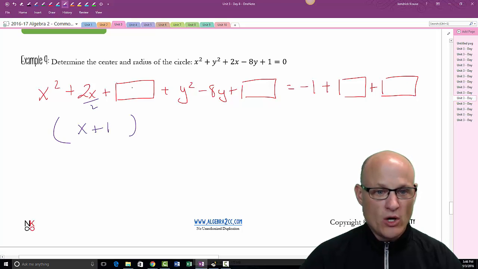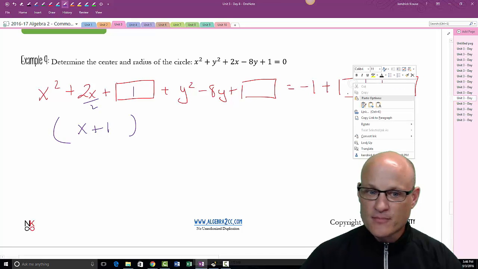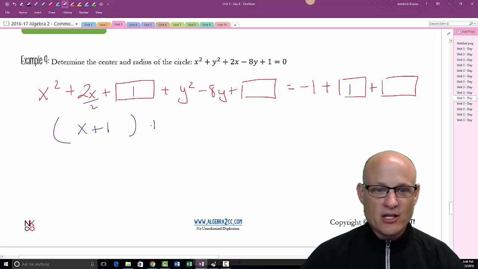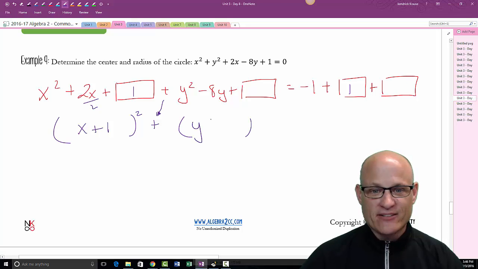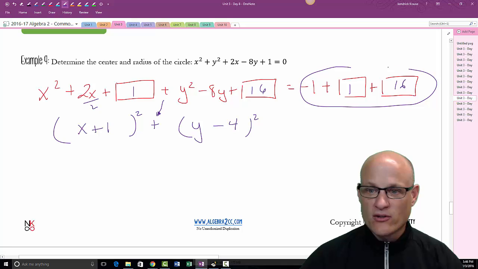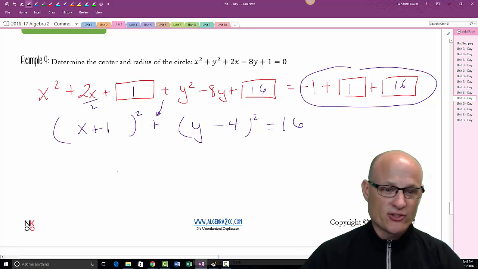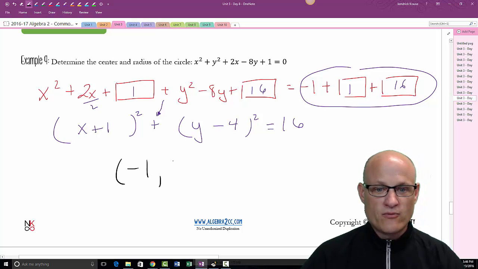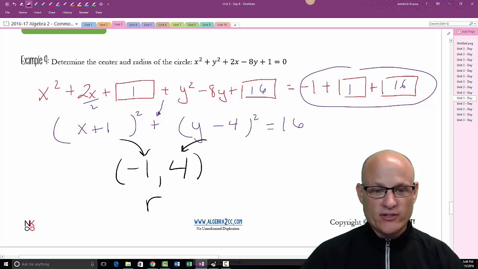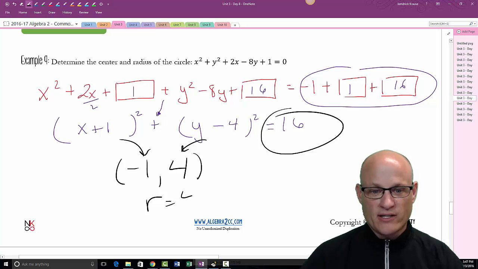Half of this is 1. 1 squared is 1. Don't forget to put it over here. Over here. Plus, now a lot of kids forget this plus sign. Don't forget this plus sign. Oh, and a lot of kids forget those squares too, like I almost did. Half of -8 is -4. -4 squared is 16. 16 and 16. If I add all this up over there, it just becomes 16. And I'm done. That's it. My center is -1, 4. Opposite. Opposite. And my radius is equal to, remember, this is radius squared, so my radius is equal to 4.